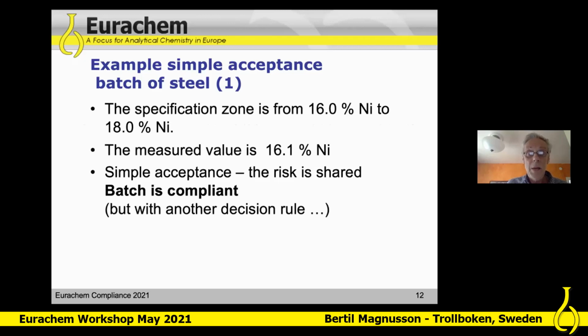I will give you an example of simple acceptance. We have the nickel, 16 to 18. We get 16.1. And if we would use simple acceptance, the batch will be compliant with this decision rule. And this is the key. We need a decision rule.